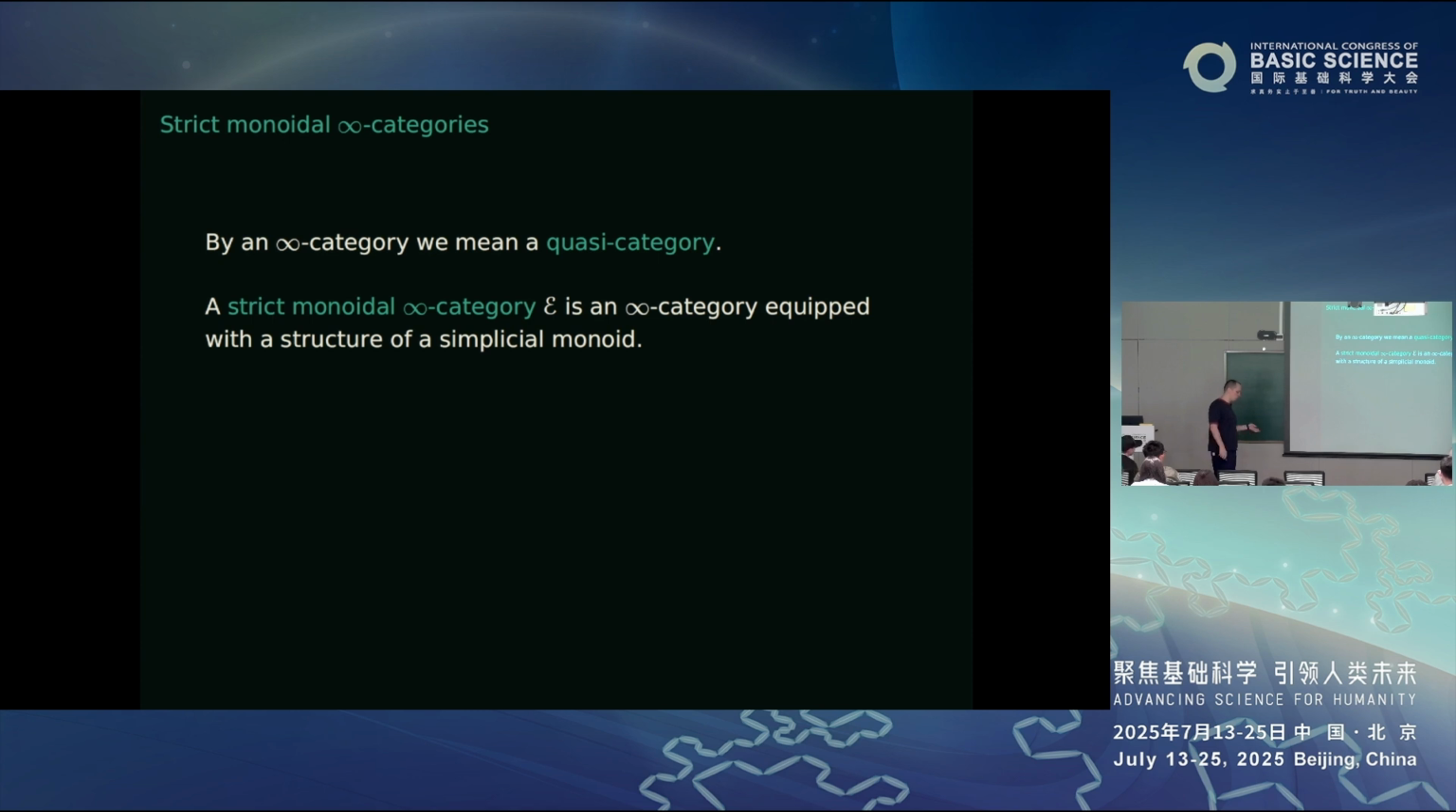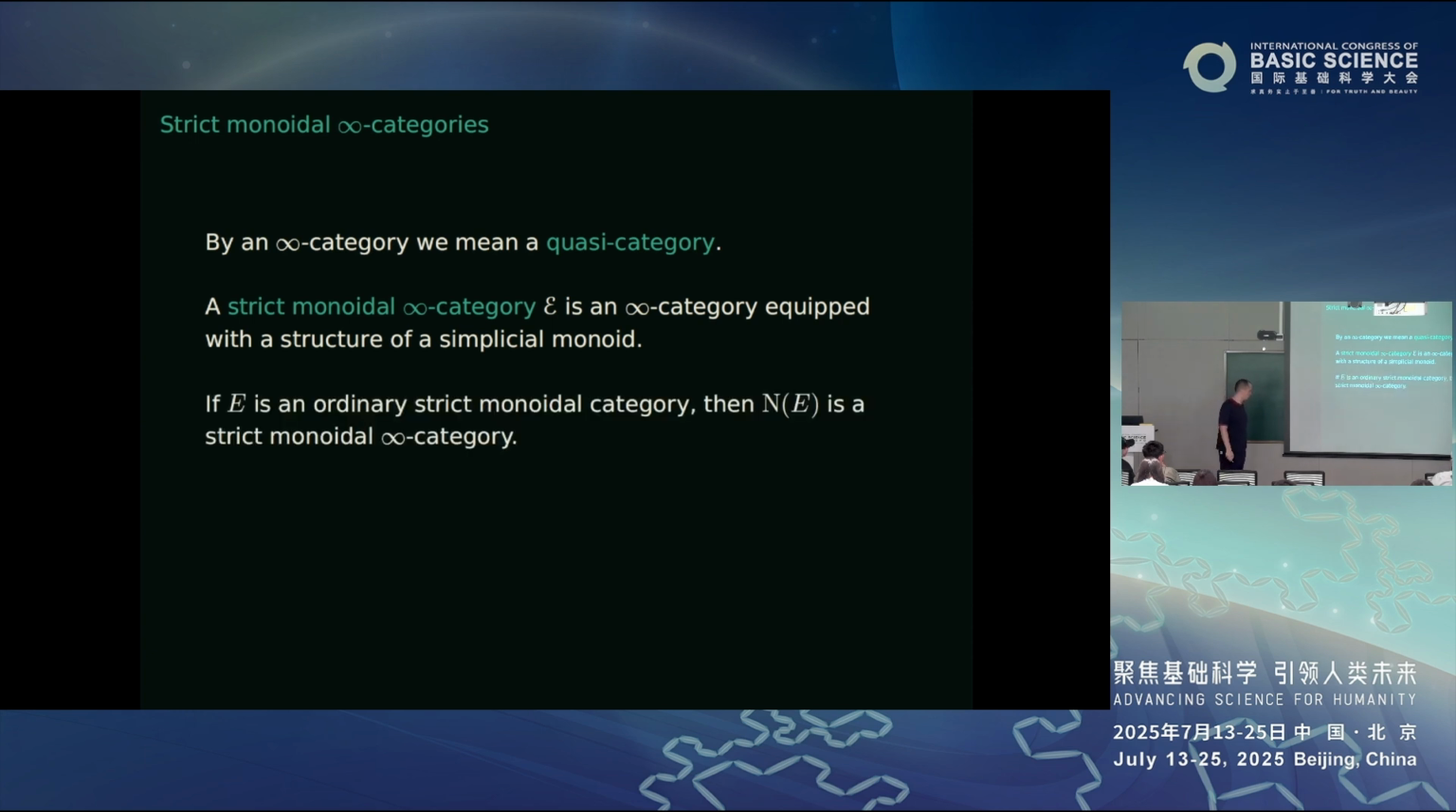We choose the approach which is close to the approach of Friel and Verti, but we reformulate it slightly in our terms, and we say that a strict monoidal infinity category is basically a simplicial monoid whose underlying simplicial set is an infinity category. This is our definition. Or you can say it is an infinity category equipped with the structure of simplicial monoid. In general, the category of ordinary simplicial monoids is very important in our study.